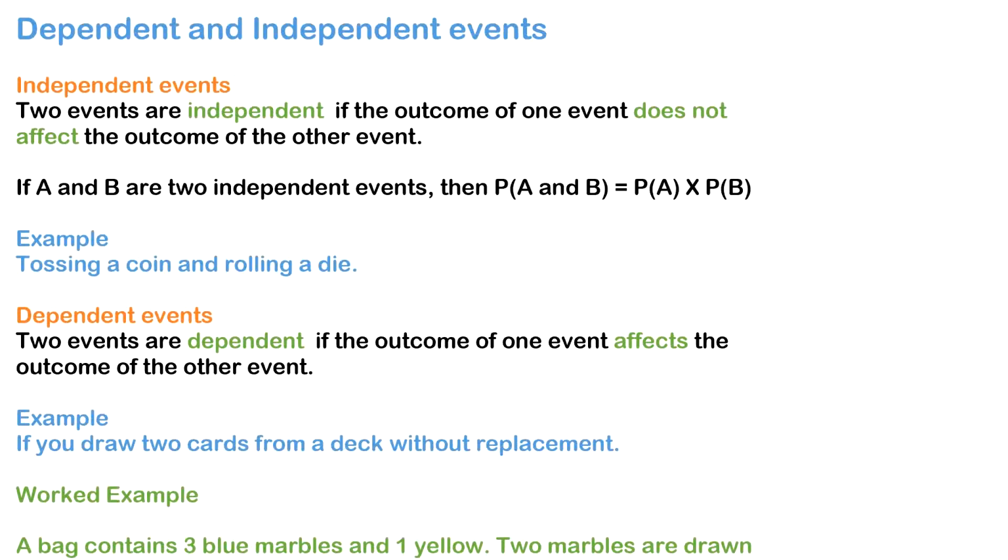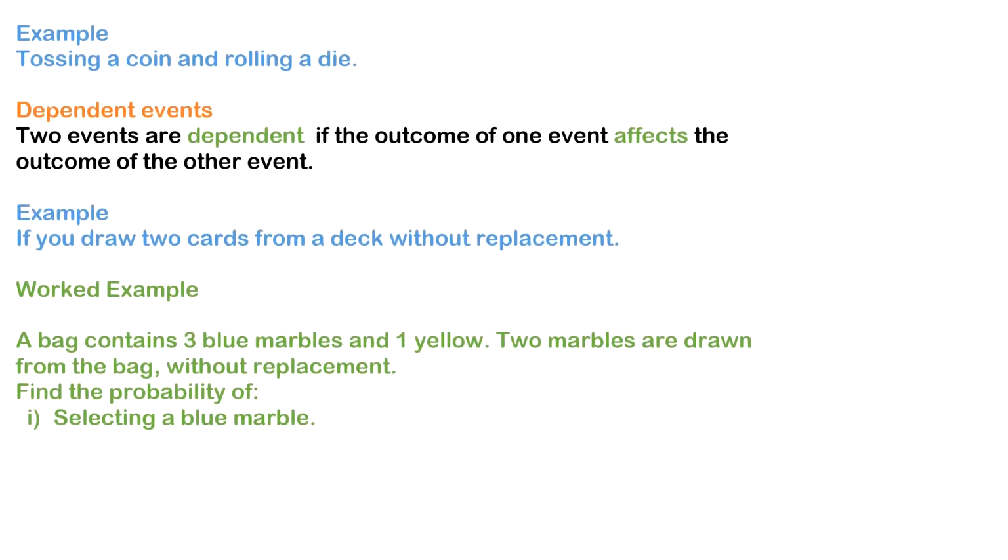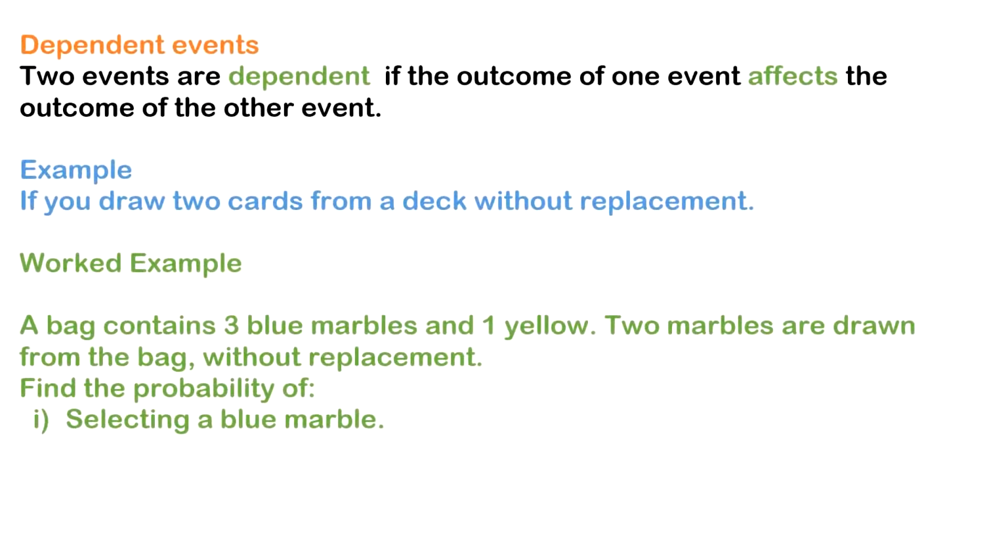Now, dependent events. These are a little bit more complicated. Dependent events are two events where one event does actually have an effect on the outcome of the other. The best way to view this is, let's say we want to draw two cards from a deck without replacement. If I draw one of those cards out and don't put it back in, the probabilities of drawing every other card in that deck are affected, because overall there are fewer cards, and obviously that one card that I drew out is no longer in there.